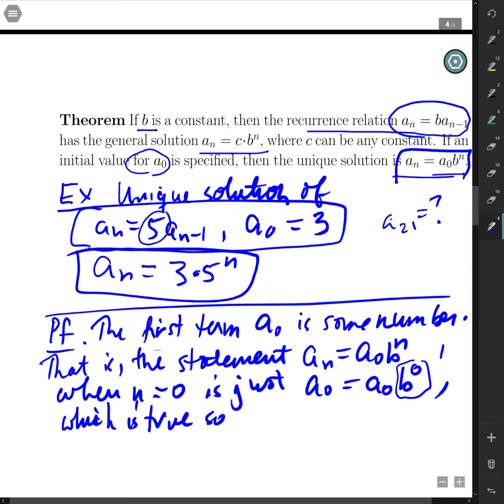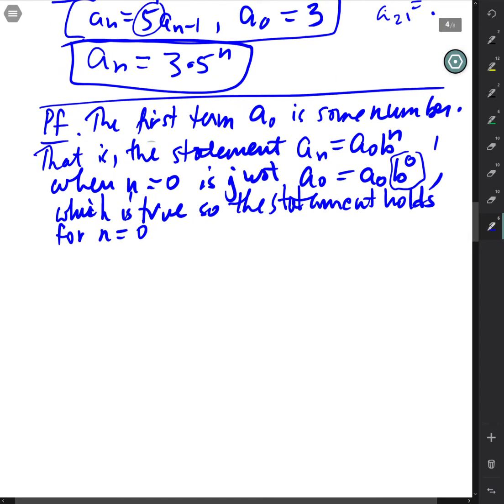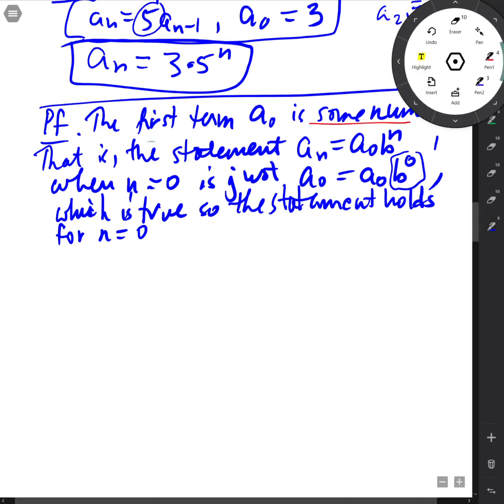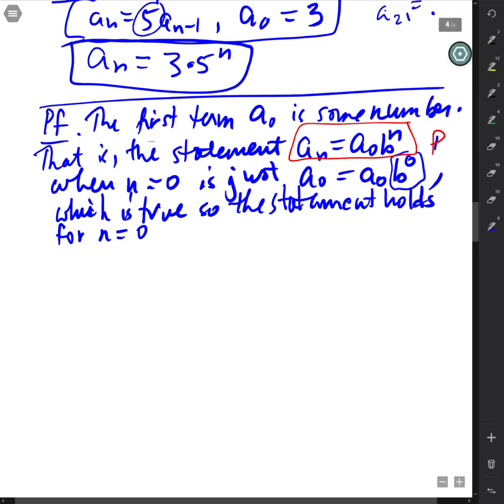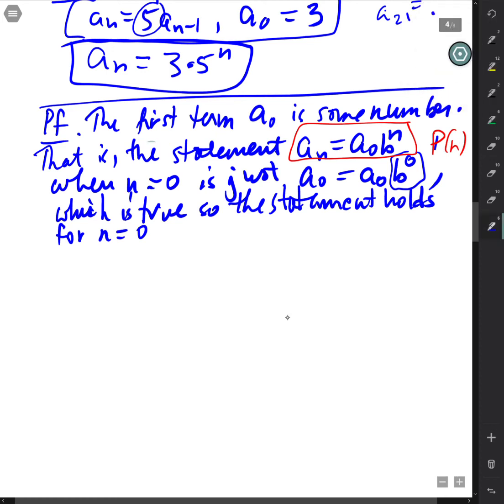So the statement holds, or is true, for n equals 0. So that's the basis step. I didn't name the statement here P(n). If we were to name it, this would of course be P(n). But you will see the induction done without naming a statement, just doing it the way I've done here.